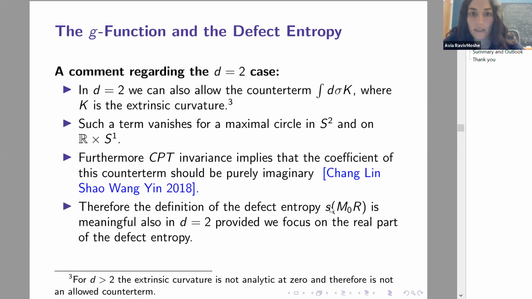Now, let me comment regarding the two-dimensional case. In 2 dimensions, we can also have this counter term, where K is the extrinsic curvature. Such a term vanishes for a maximal circle on S2 and also for the cylinder R times S1. But also in flat space, we can use CPT. CPT invariance implies that the coefficient of this counter term should be purely imaginary. And therefore, the definition of the defect entropy S makes sense also in 2 dimensions, provided that we focus on the real part of the defect entropy.